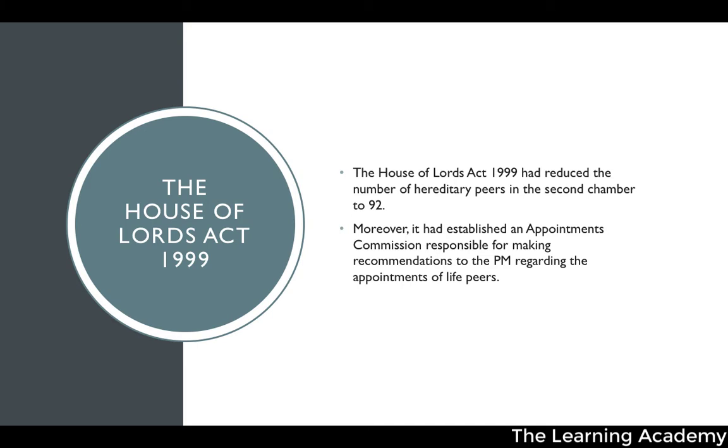It should also be noted that under this piece of legislation there will always be 92 hereditary peers. If one family dies out, for example, then there will be an appointments commission to start to look at appointing another family for hereditary peerage.